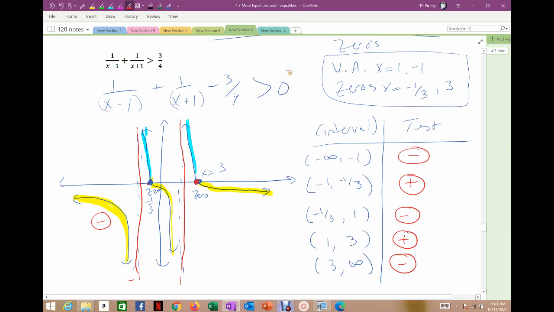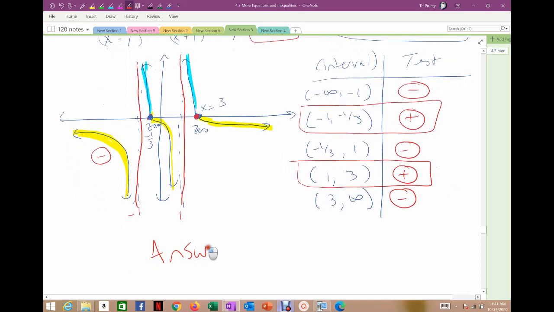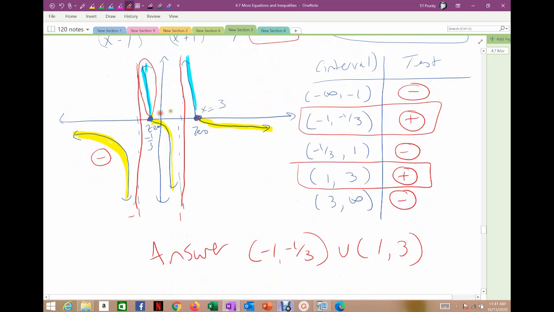And so which case do I want? Well, I want the positive cases, right? And I don't want the zeros. So I only want the positives. And there's no zeros included, so I leave parentheses, no brackets. So my answer is from negative 1 to negative 1/3, parentheses, not brackets, make sure that looks like a parenthesis, or parentheses 1 to 3. And again, it's parentheses because I do not include the zeros, right? There's no equal to, it's just bigger than 0. And those are the only places where it's bigger. And so that's it. It's just these little small blue pieces where the answer is positive. Everywhere else, it either is 0, negative, or does not exist. All right, the second example.